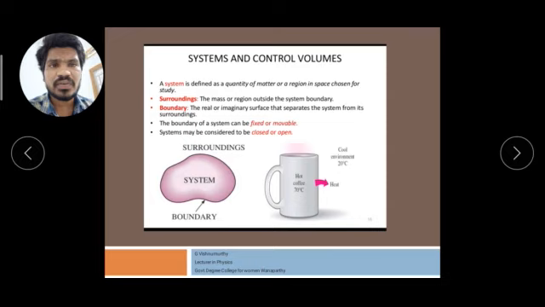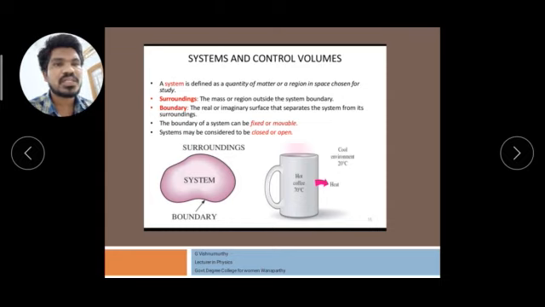And let us go to the boundary. The real or imaginary surface that separates the system from its surroundings is called the boundary. Okay, the surface which divides the surroundings from the system is known as the boundary. It is imaginary. So the boundary of a system can be fixed or movable, because sometimes we move the boundary surface, sometimes the boundary surface is fixed.